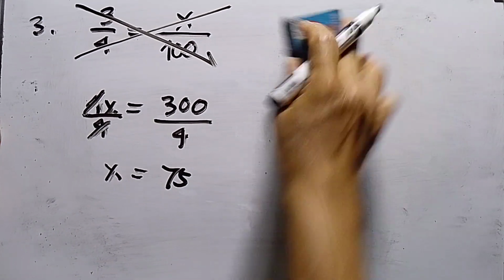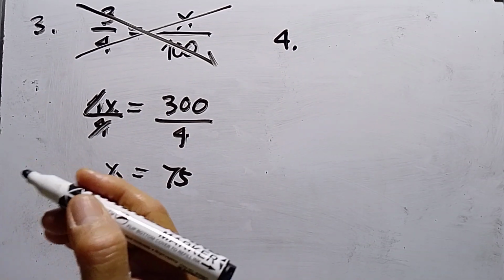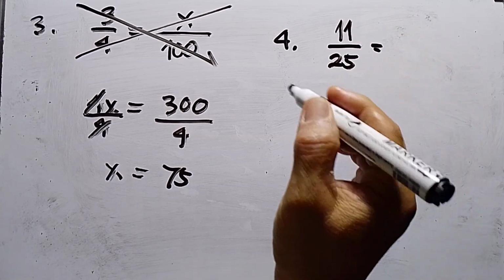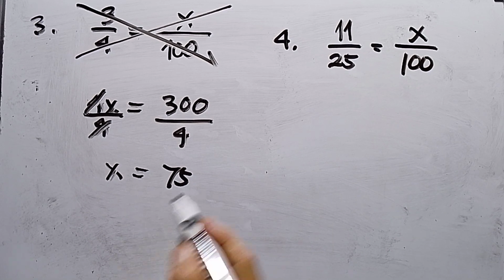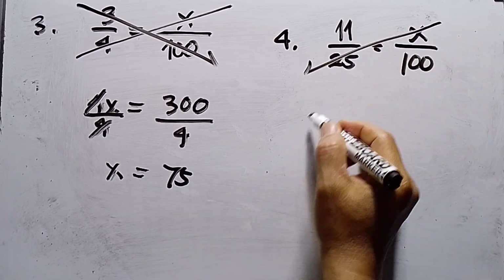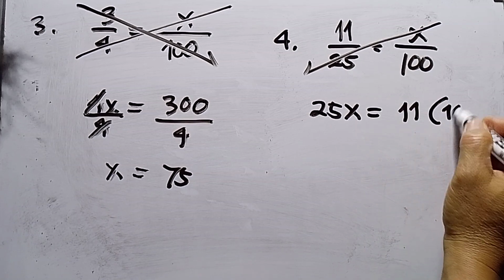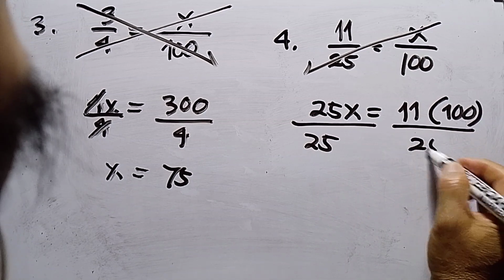Now next, number 4, the last one. 11 over 25 is equal to x over 100. This will be cross multiply. 25x is equal to 11 times 100. Then divide both sides by 100.